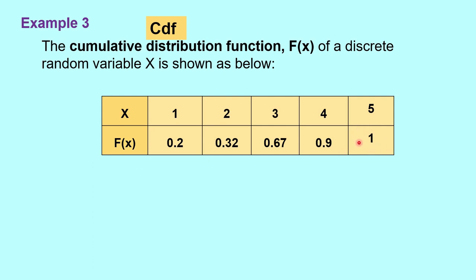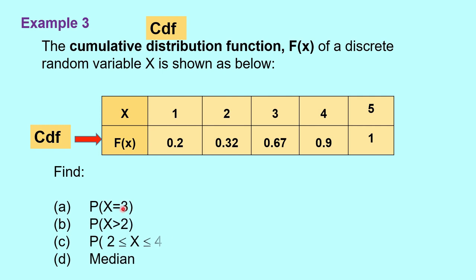To make sure the function is CDF or not, you have to look at the last term here. If the last term here is 1, it means that it is a CDF. Okay, so find A, probability x equals 3, B, probability x more than 2, C, probability x more than or equal to 2, less than or equal to 4, and last one, D, median.